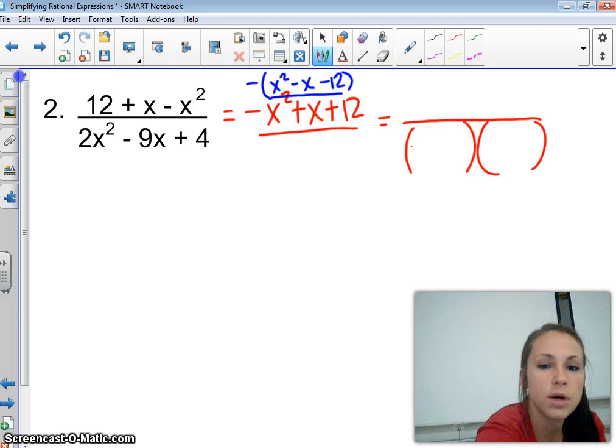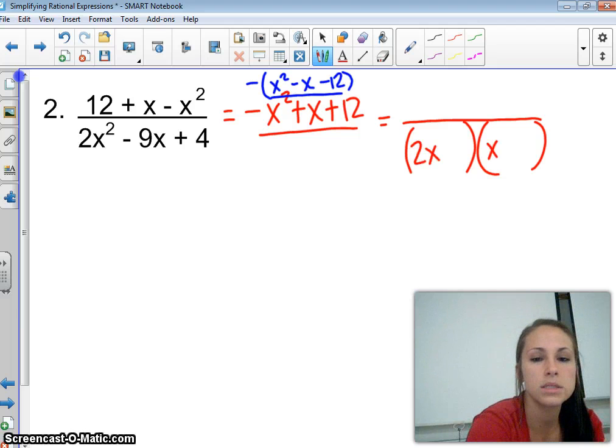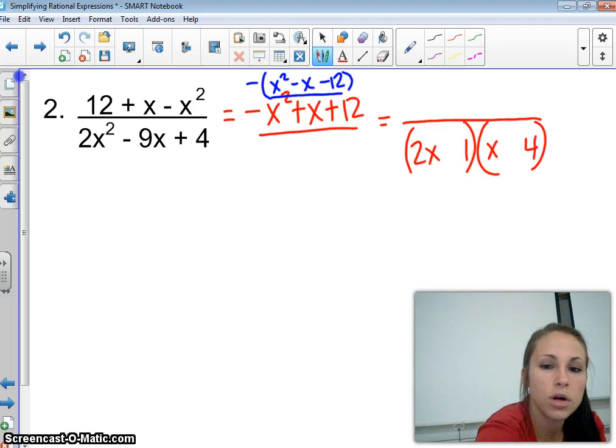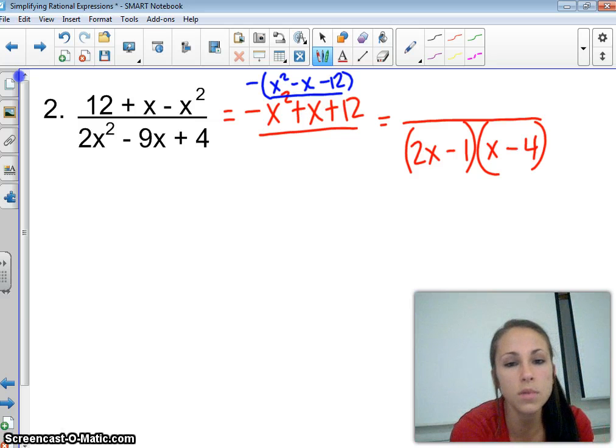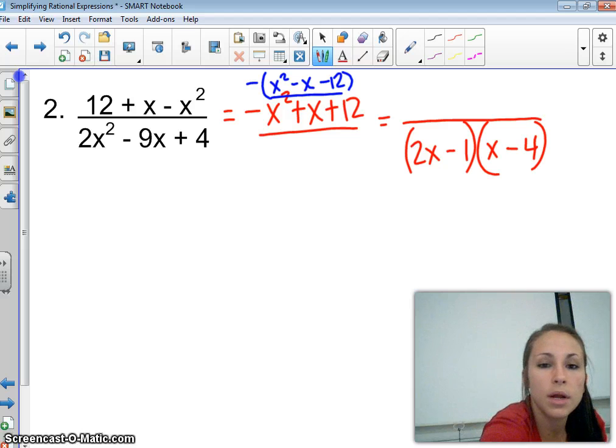So when I factor the bottom, that's going to be 2x and x. It'll end up having to be 4 and 1, and both of these signs will need to be minus. Now in the top, I'm going to have a minus, and then I'm going to backwards FOIL, so this is going to be x and x. It'll have to be 4 and 3, and I'll have minus 4 plus 3.